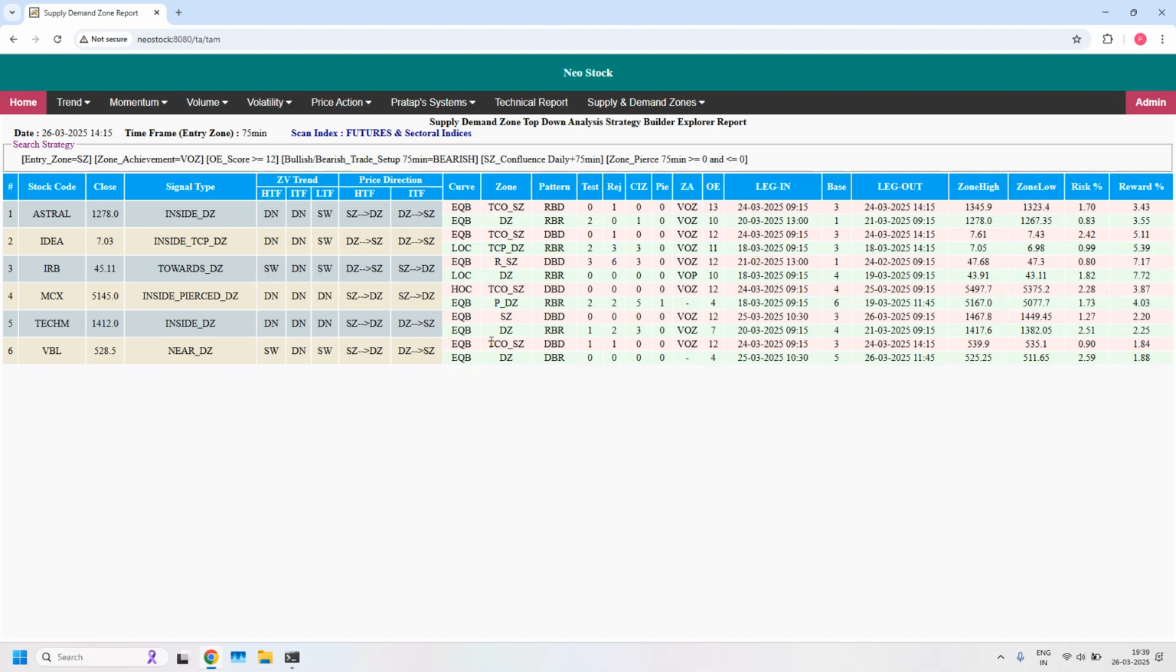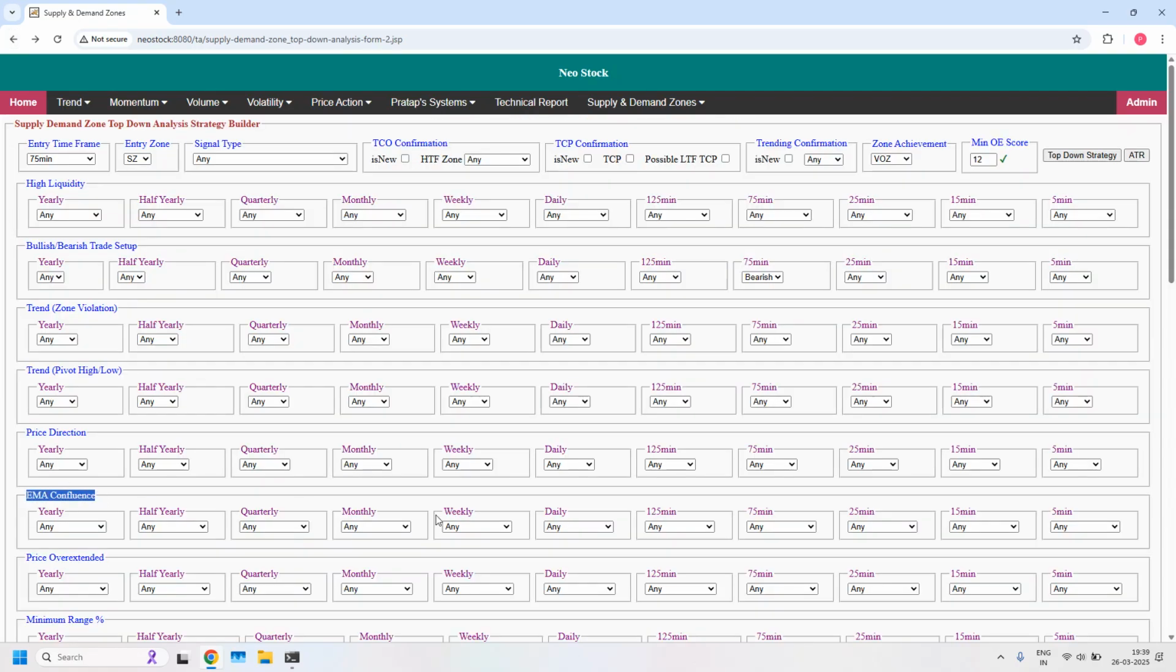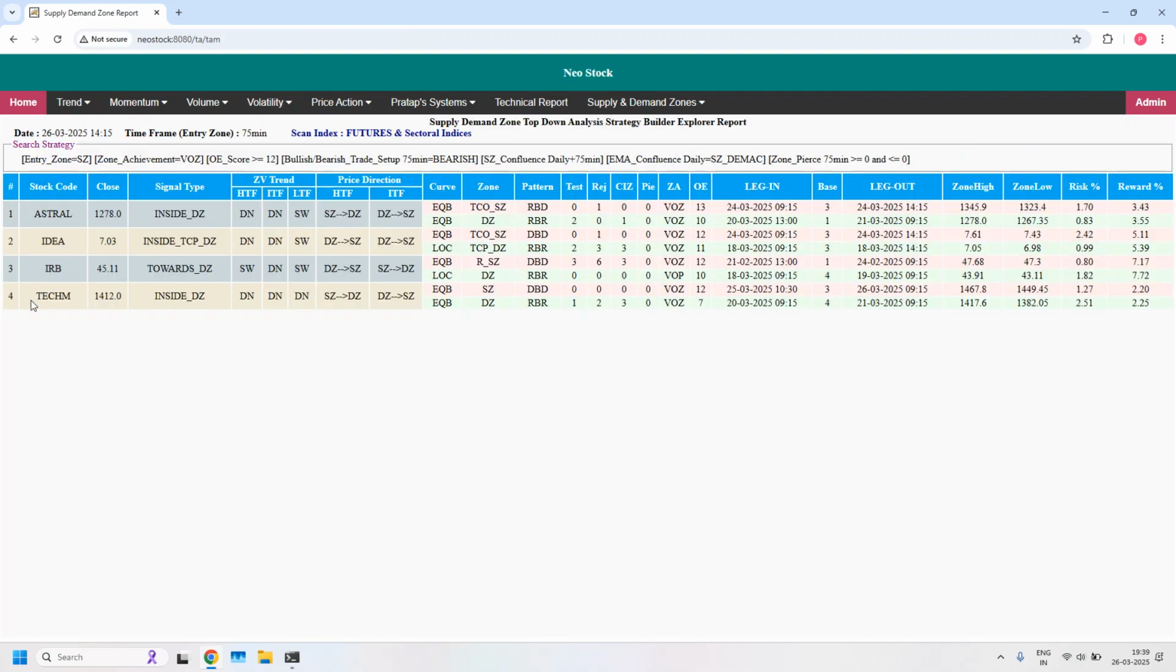In all these 6 stocks, 75 minute supply zones are overlapped with daily supply zone. And daily trend is a downtrend in all the stocks. So let's verify how many daily supply zones have daily EMA confluence. With this filter, we got 4 stocks. So these 4 have a higher probability of success. Maybe that is the reason why I see some of these zones already tested multiple times.